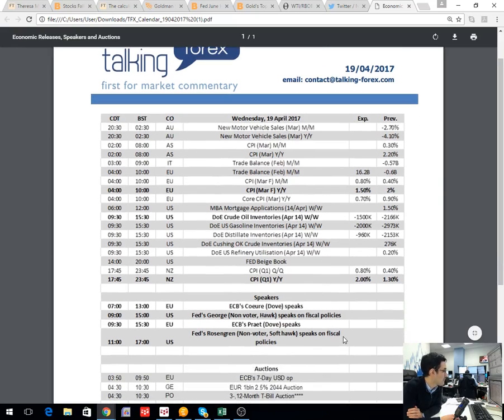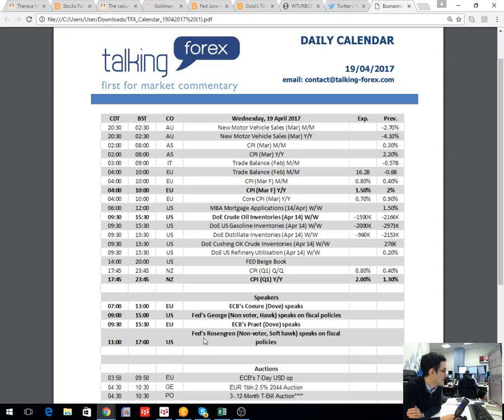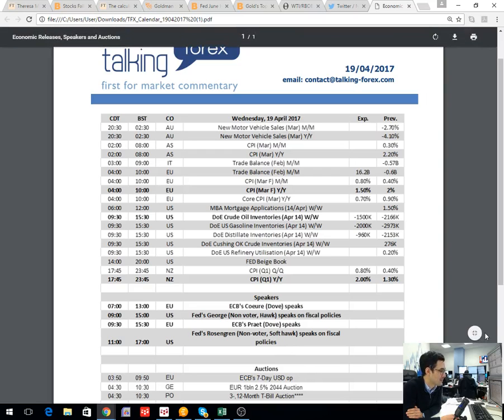The only interesting thing maybe is you have a couple of Fed and ECB speakers coming out this afternoon, but the Fed lady and guy are both non-voters. And at this point in time, as we've just discussed, the actual timing of the next Fed rate hike is some way off now. So the market's kind of discounting that happening in the near term.